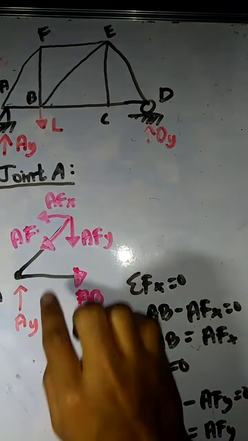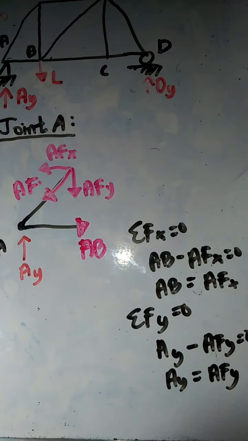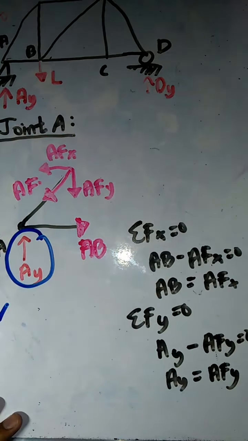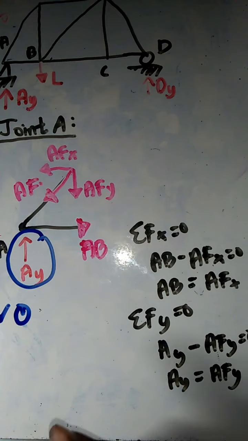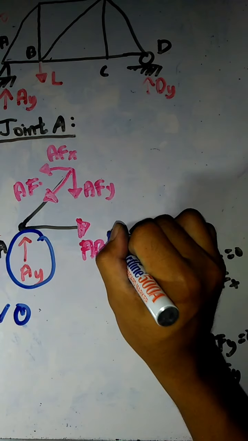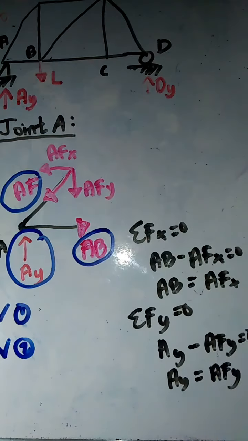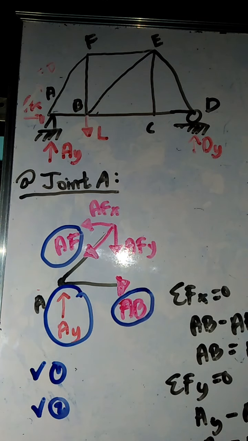So, tingnan natin. Nung i-consider natin yung joint A, may given loading tayo na AY. Okay. So, na-check yung first condition. Second condition, dapat daw ay hindi lalagpas ng dalawang unknown yung joint na yun. Kung titingnan natin, yung unknown dito ay AB at saka AF lang. So, meaning to say, it is okay, it is fine to start your analysis sa joint A. Gets yun? So, yun yung ibig sabihin sa statement kanina.